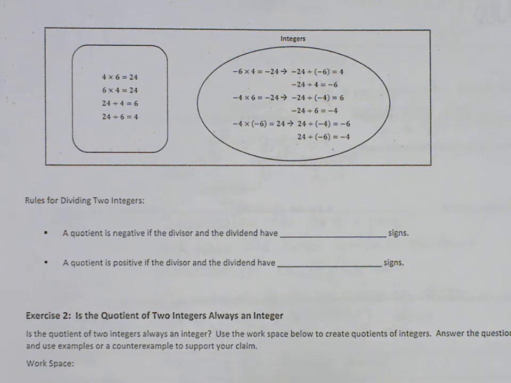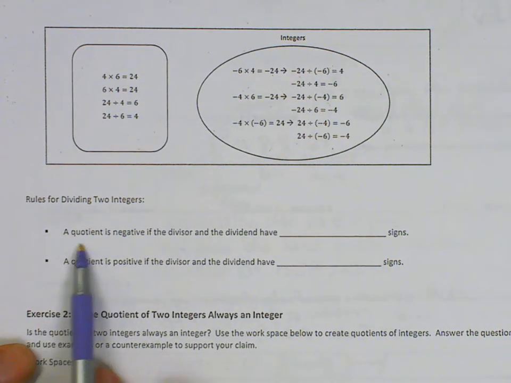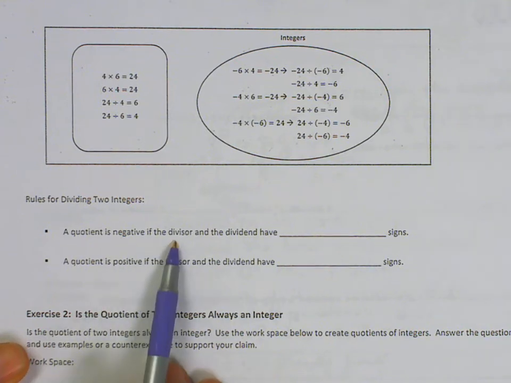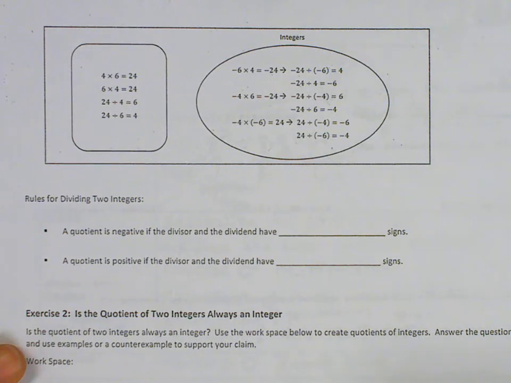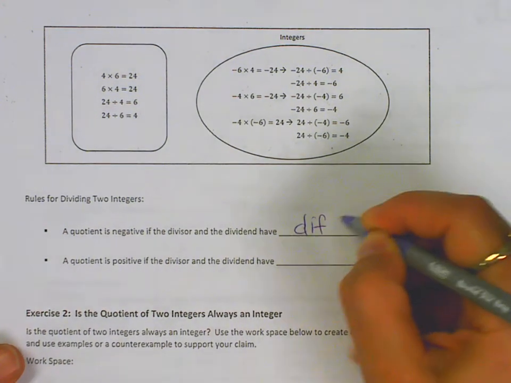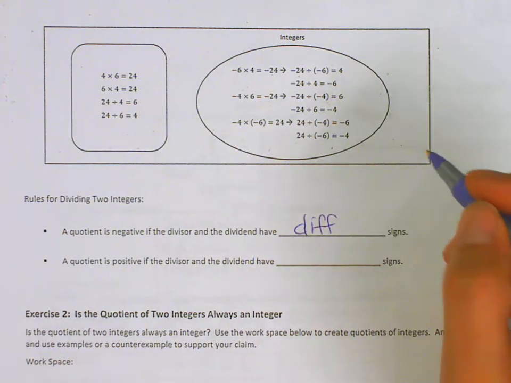Now, multiplication and division are related. I can rewrite a problem that's division as multiplication, just like I can rewrite a subtraction problem as adding the opposite. So, because I can do that, when the quotient is negative, the answer to a division is negative, the divisor, which is on the bottom, and the dividend on the top, must have had different signs. Negative must have different signs.